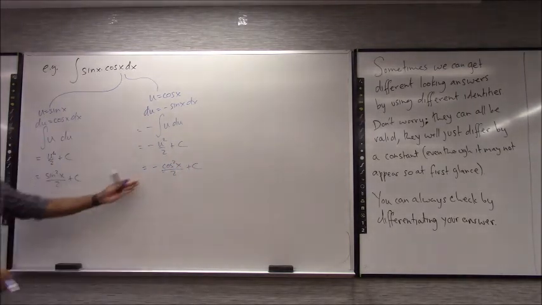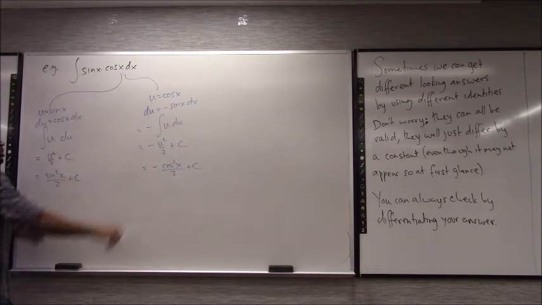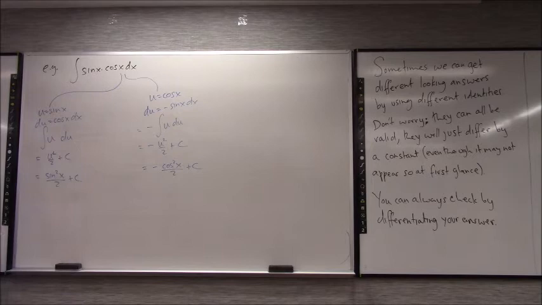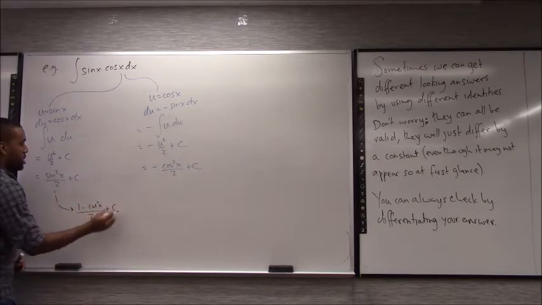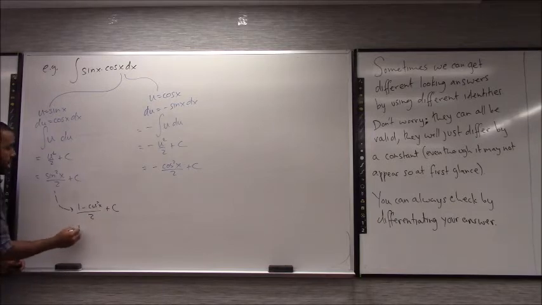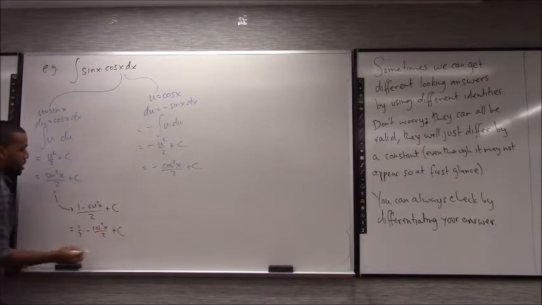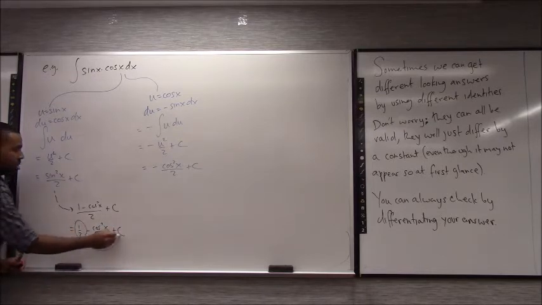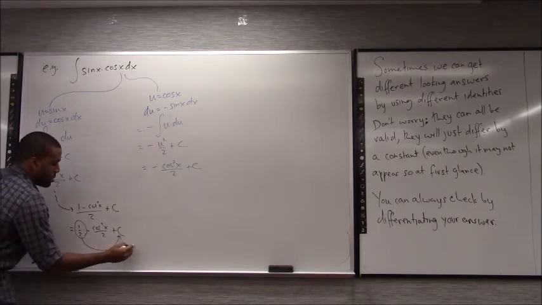And so they'll get an answer that looks different from yours, but all you need to remember is that sine squared plus cosine squared is 1. And so technically, this guy here is actually equal to 1 minus cosine squared x all over 2 plus c. So that's really equal to a half minus cosine squared x over 2 plus c. And then this half, I can kind of absorb it into that plus c. And so it really ends up being the same thing.